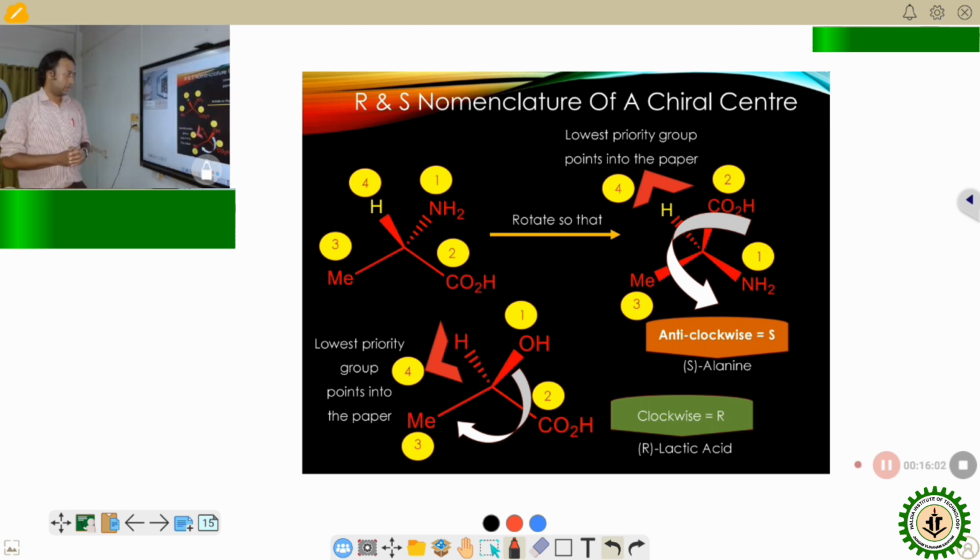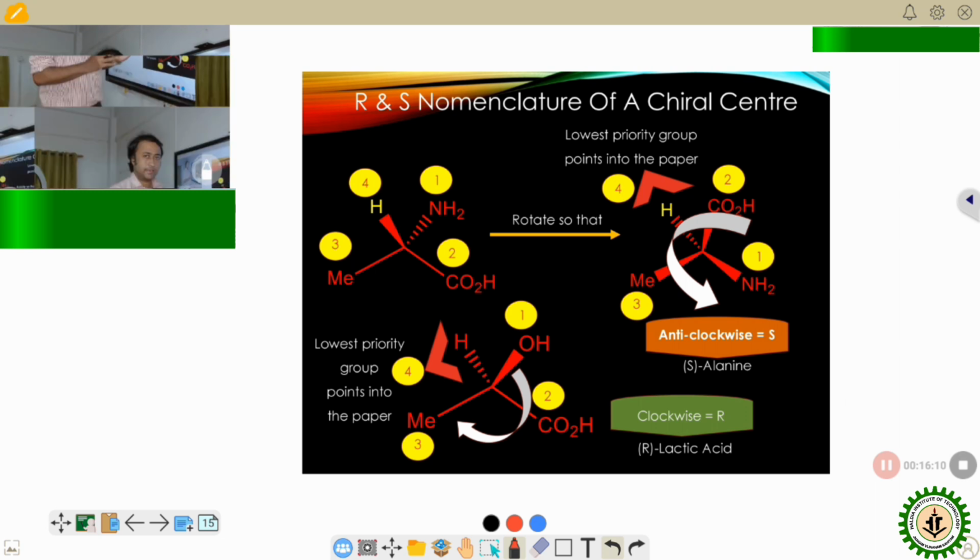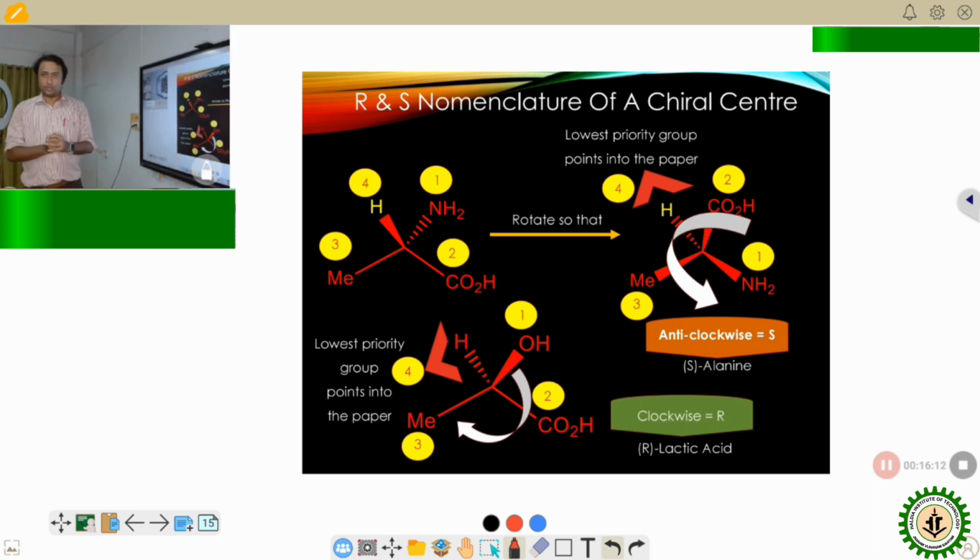Okay. So we see how we can designate the different chiral centers, different configurations, and this is how we do the RS nomenclature of the molecule. So now I'm going to continue this lecture in the next series. I'll talk about the other important things about stereochemistry. So keep on listening. Thank you.